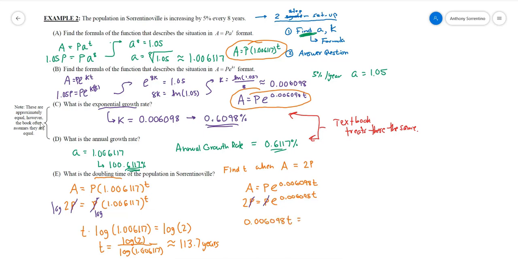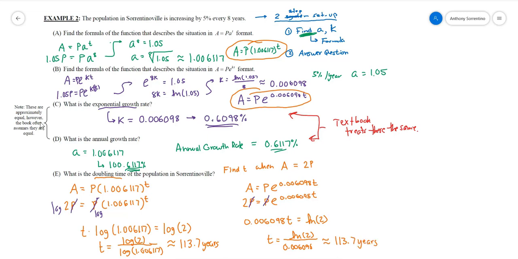0.006098t equaling the natural log of 2, which means t is going to be the natural log of 2 over the 0.006098, and you would find out that that's approximately equal also to 113.7 years.